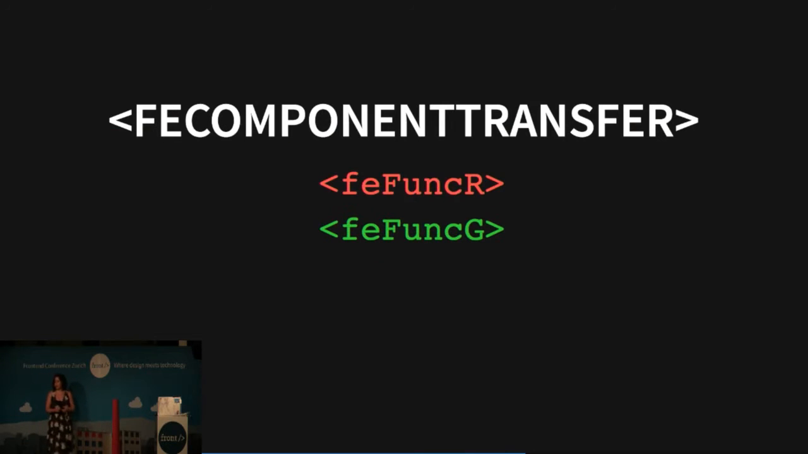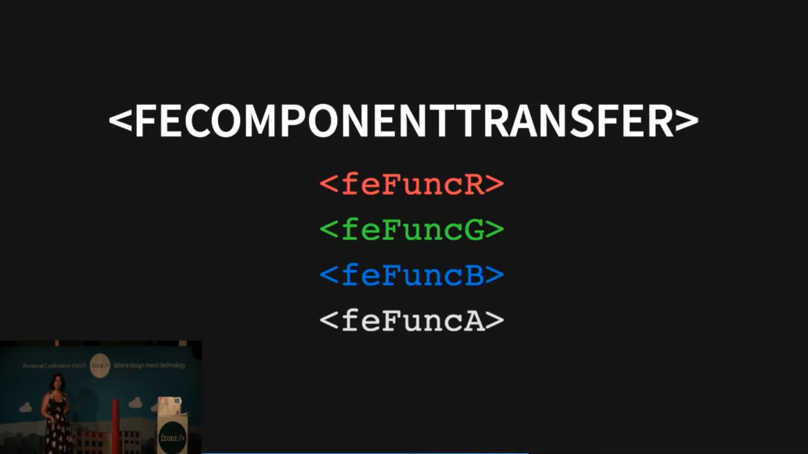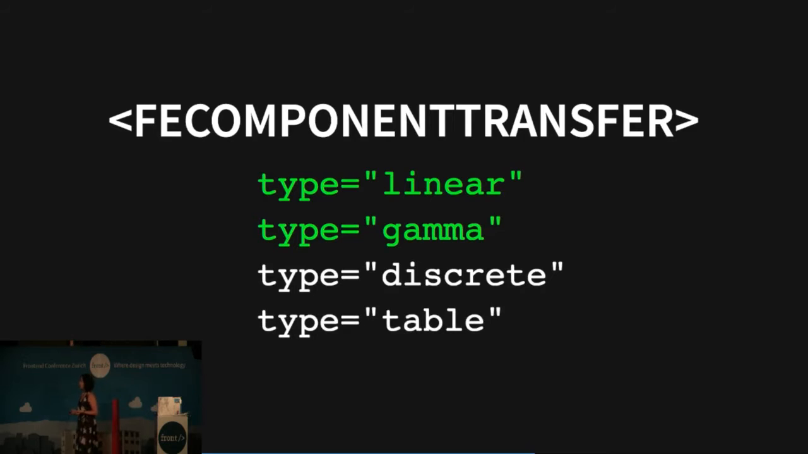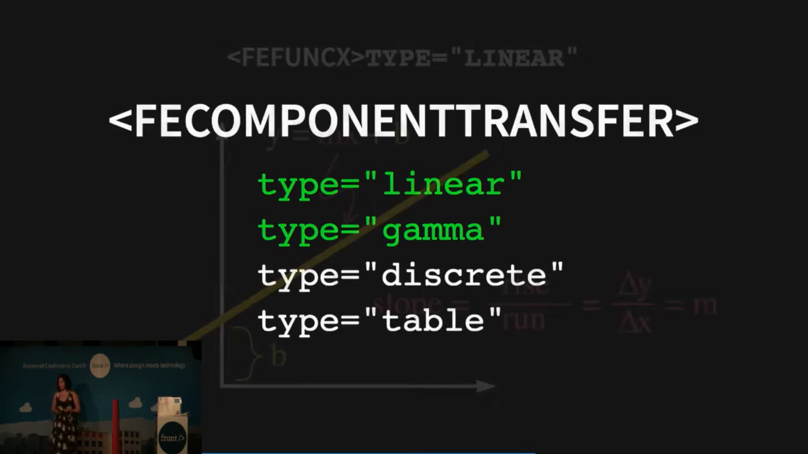So the way that we can do this is through this property called FE component transfer. And FE component transfer composes functions. So this works on the RGB and A channels, all as individual functions. This is how we're going to apply this FE component transfer. And there are a few different types of using this. We are going to talk about linear and gamma, but you can also use discrete and table if you want to look into this for more information about it.